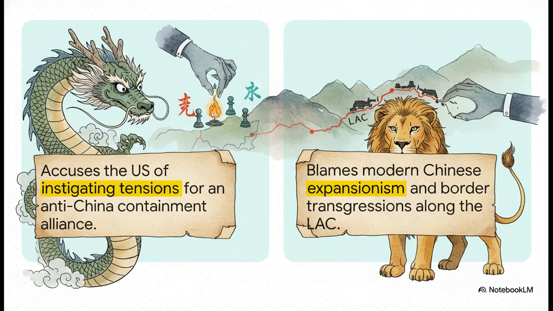On the flip side, the Indian perspective is entirely different. While Indian policymakers fully acknowledge that the colonial cartography left by the British was an absolute mess, they do not blame Western manipulation for today's border clashes. Instead, they firmly point the finger at modern Chinese territorial expansionism, active border transgressions, and Beijing's ongoing refusal to sit down and clarify where that line of actual control actually is.